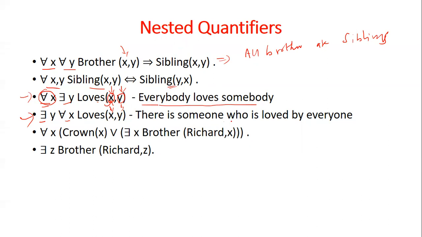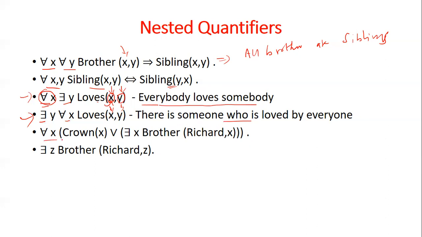There is someone who is loved by everyone. So basically that's what it says. Here X loves Y. Basically this statement means that there is someone who is loved by everyone.